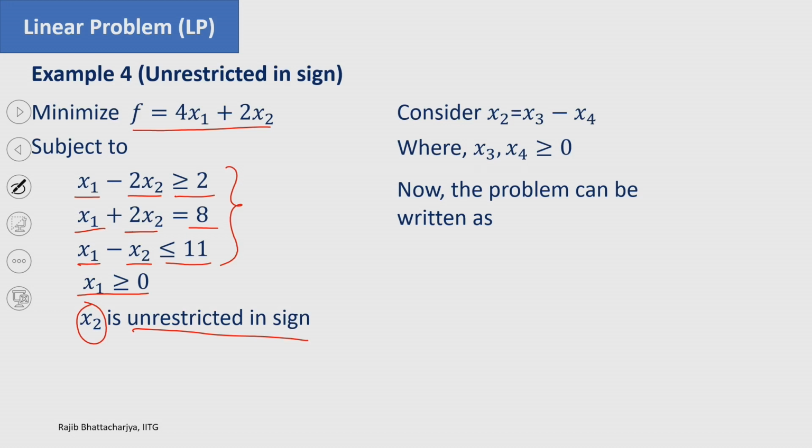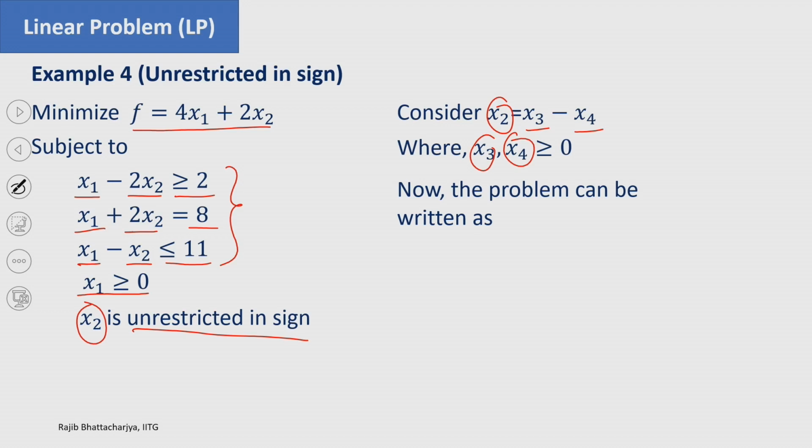So, what you have to do basically, I am considering x 2 equal to x 3 minus x 4. What I am doing? I am writing x 2 in terms of x 3 and x 4. Now, x 3 and x 4 are positive here. So, what I am doing? Because when you are considering the LP problem, all the variables should be positive. So, you cannot have a negative variable.